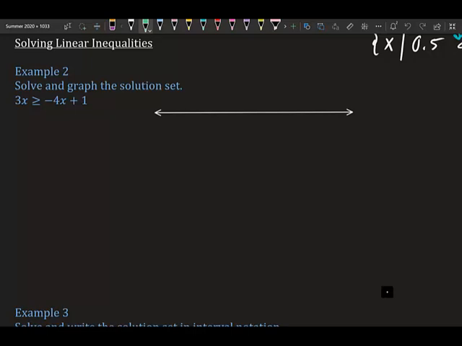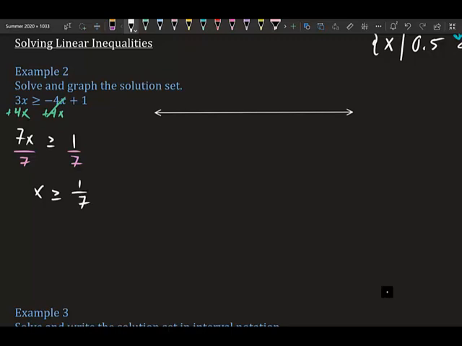Now, regardless, I like to keep x on the left side. So I'm going to add 4x to combine my x's. And when we do, we have 7x is greater than or equal to 1. And last but not least, we just divide each side by 7. So we have x is greater than or equal to 1 over 7.